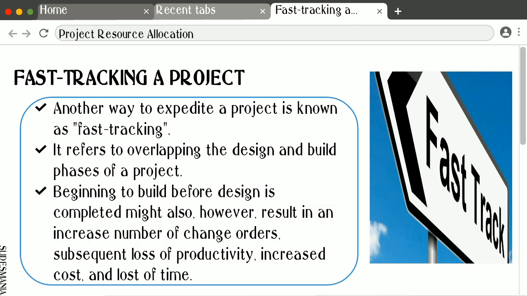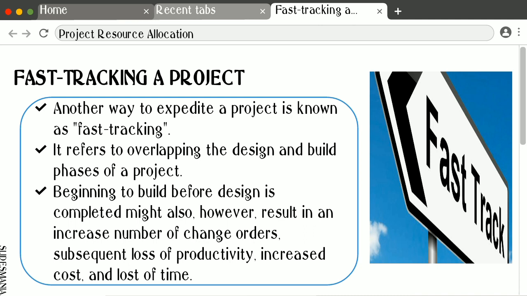So, next, fast tracking a project. Another way to expedite a project is known as fast tracking. This term has been applied mostly to construction projects, but the technique can be used in many other types of projects. It refers to overlapping the design and build phases of a project. Because design is usually completed before construction starts, overlapping the two activities will result in shortening the project duration.